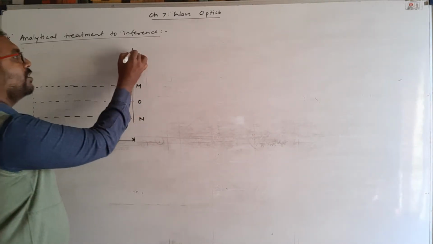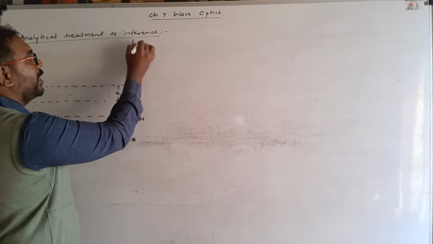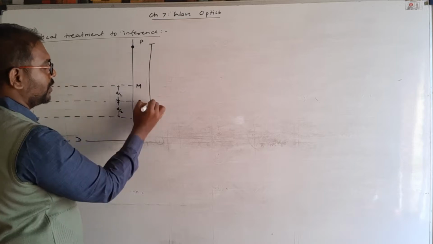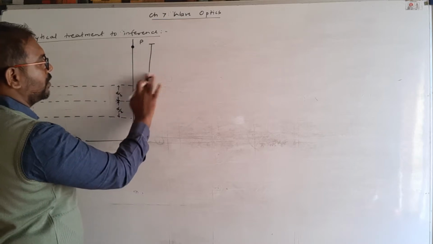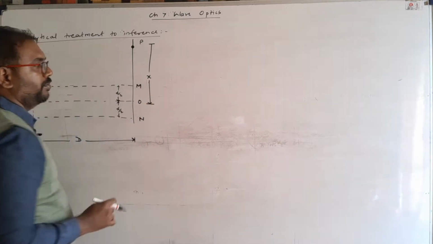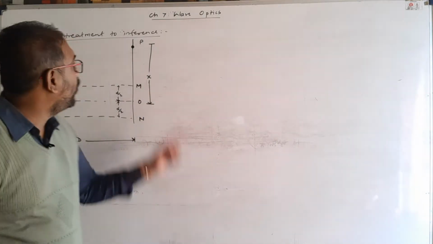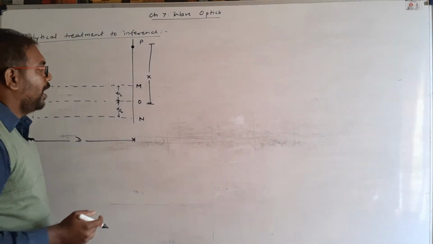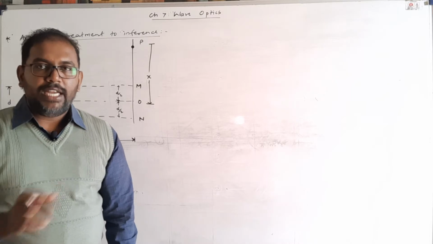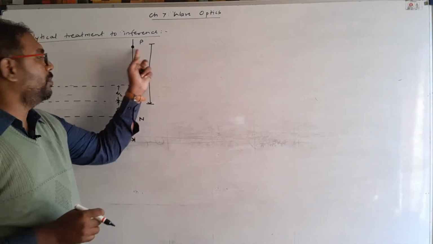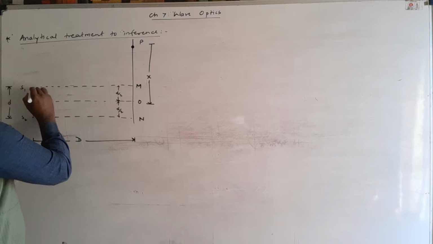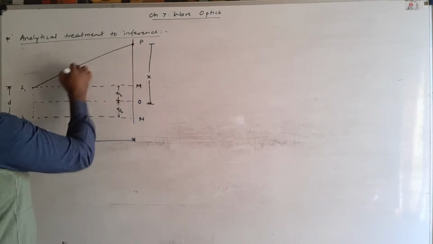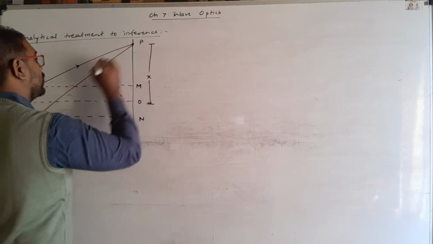Now I consider one point on the screen. This is point P on the screen, which is at a distance x from the center of the screen. Now I consider two light waves from the two sources coming to point P. One light wave from S1 reaches point P, and another light wave from source S2 reaches point P.